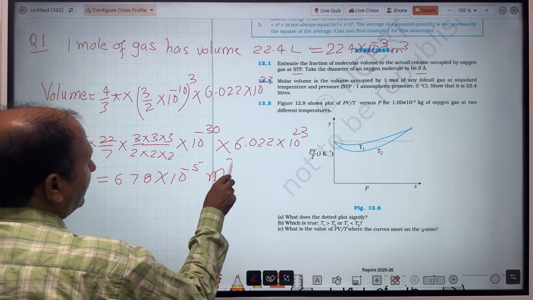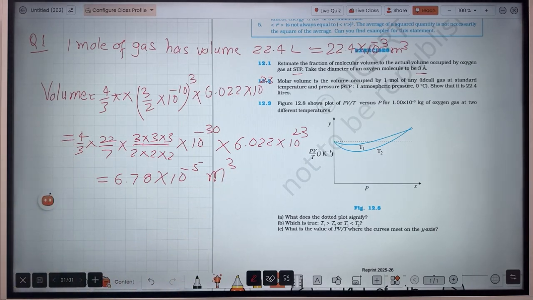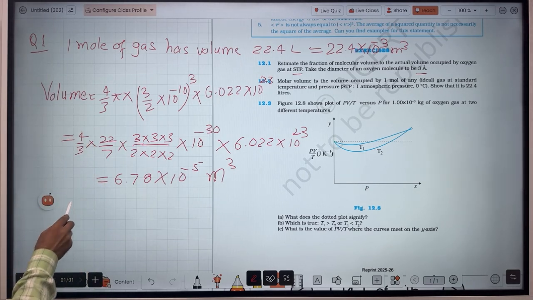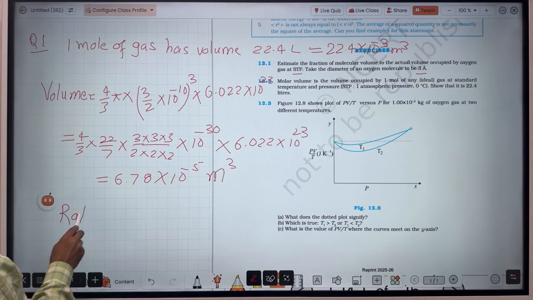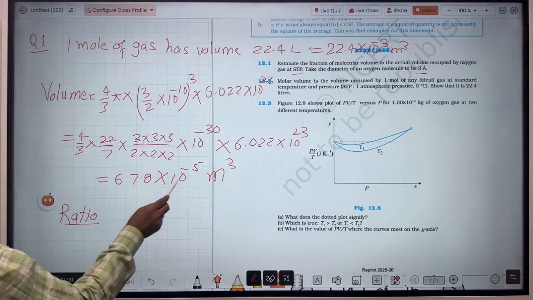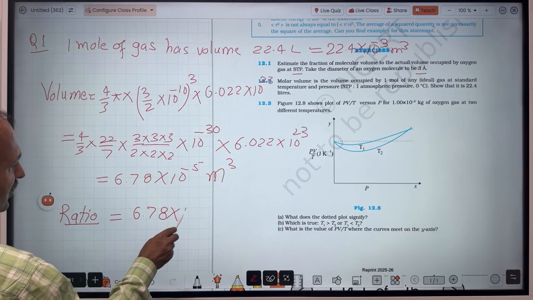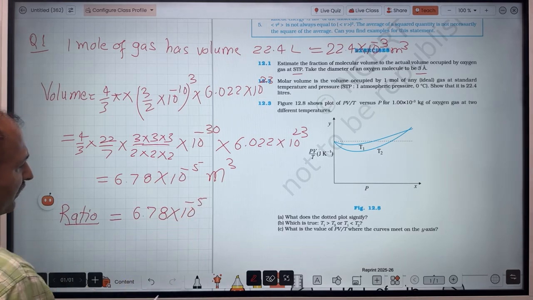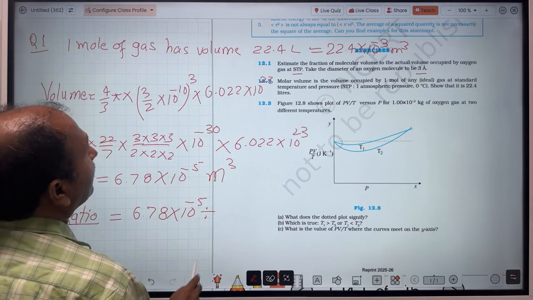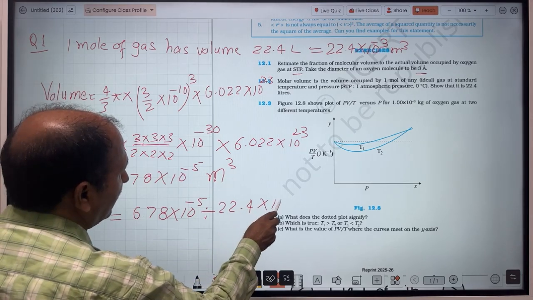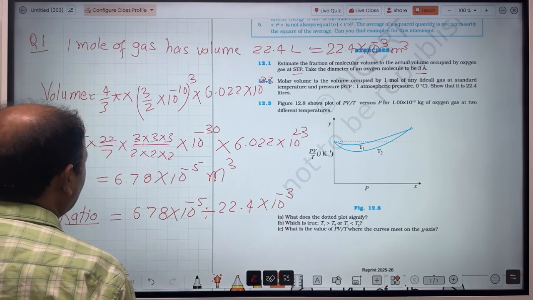Right. Now, what is our concern? Our concern is to find the ratio of the two. So let's just write ratio. So a ratio, we take this as numerator, 6.78 into 10 to the power minus 5, divided by this, 22.4 into 10 to the power minus 3.